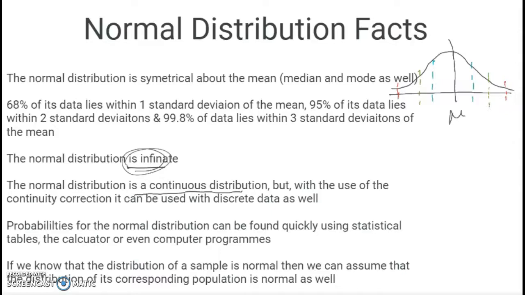I can use normal distribution to describe discrete data, but to do that I have to use the continuity correction. And just a reminder, the continuity correction is if I said in my discrete data that something was 5 or 6 or 7 or 8, then to be 5, what I actually mean is anything from 4.5 up to 5.49 recurring, anything that rounds to 5.